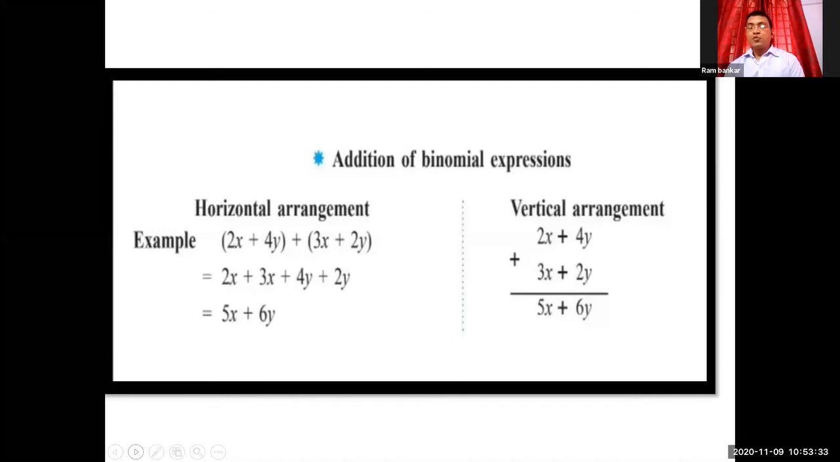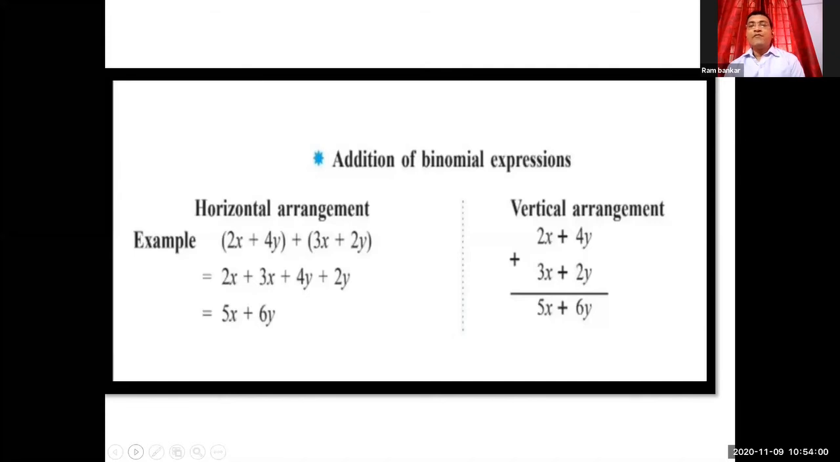Okay. Question, you will understand how to read. 2x plus 4y is the first, and the second one is add 3x plus 2y. Okay. First, there are two steps given. In the first step, you have to remove the brackets. 2x plus 3x plus 4y plus 2y.